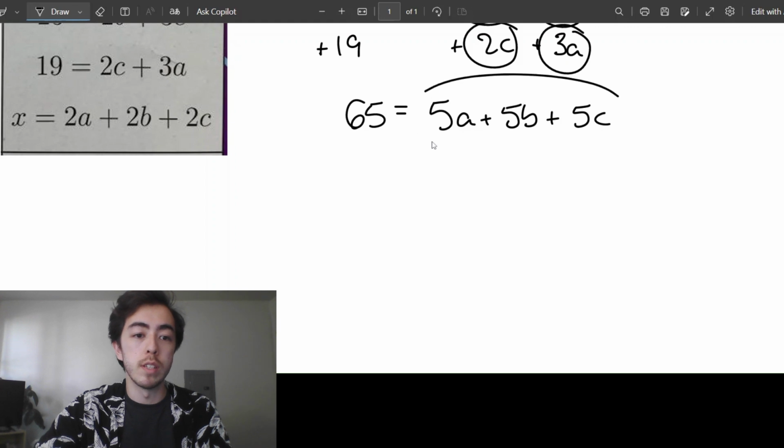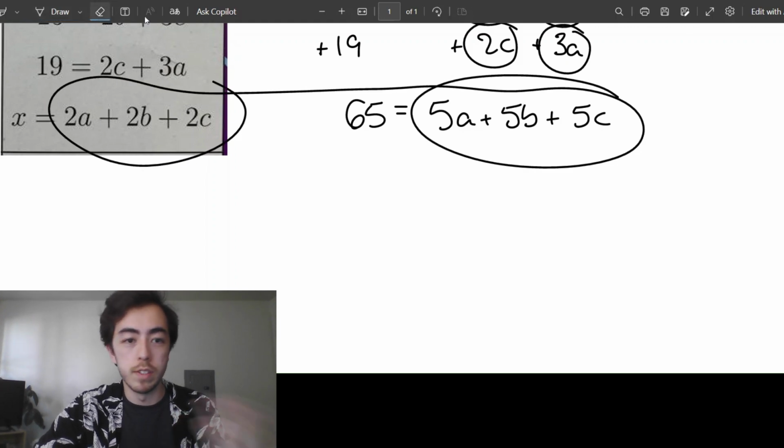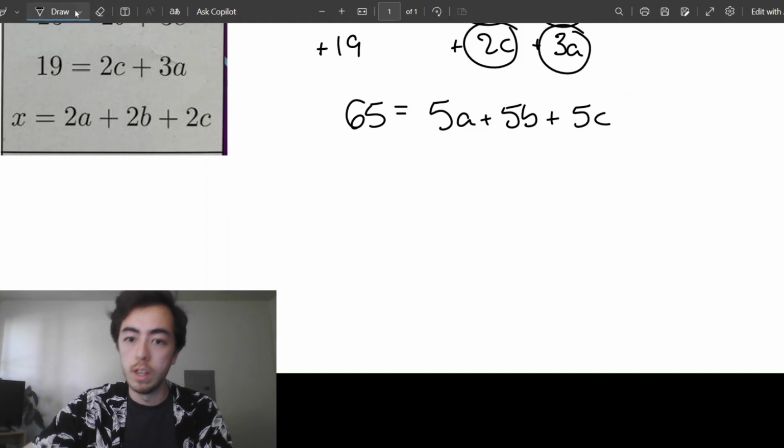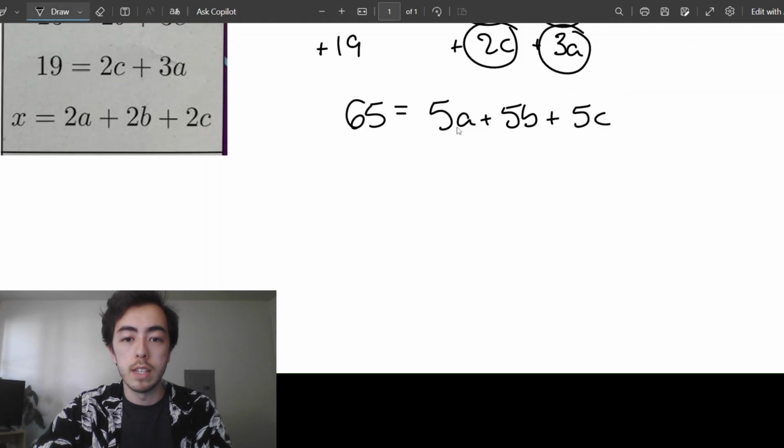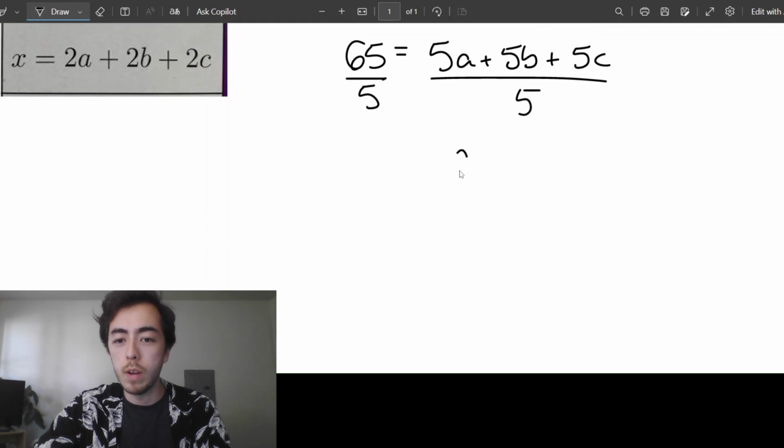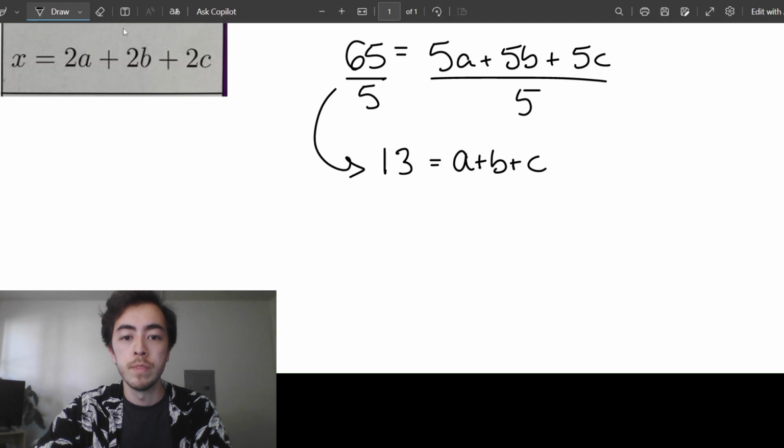This looks pretty similar to that, just we have 5s and the problem is asking for 2s. So next, I'll just divide both sides by 5, and then I'll isolate the sum of A, B, and C. Not really sure what they are just yet, but they are going to be equal to 13 when you add them all up. That's just 65 divided by 5.